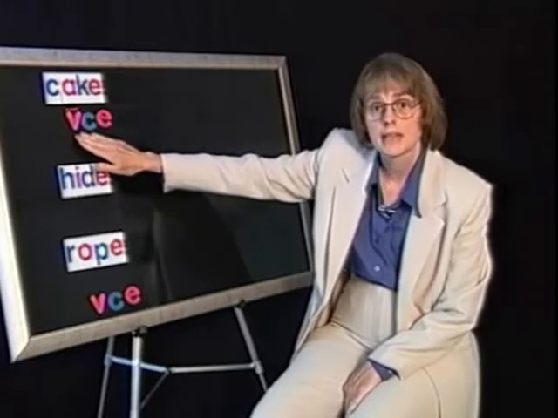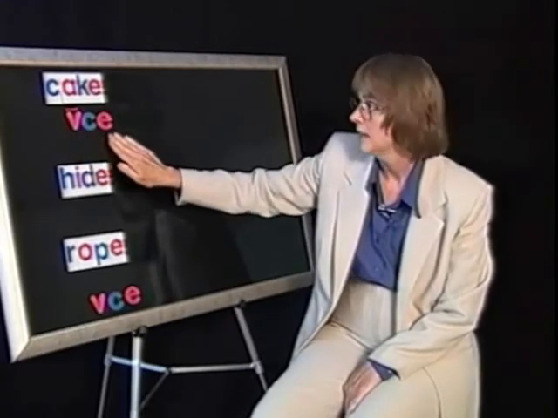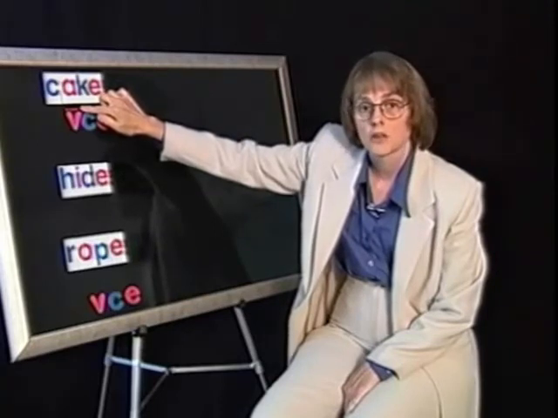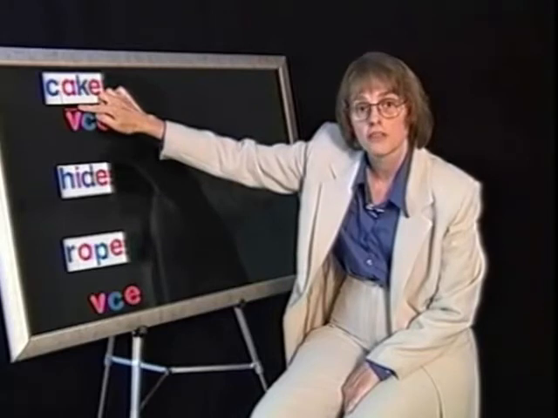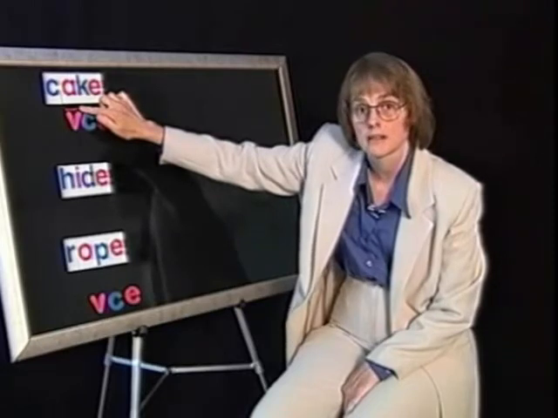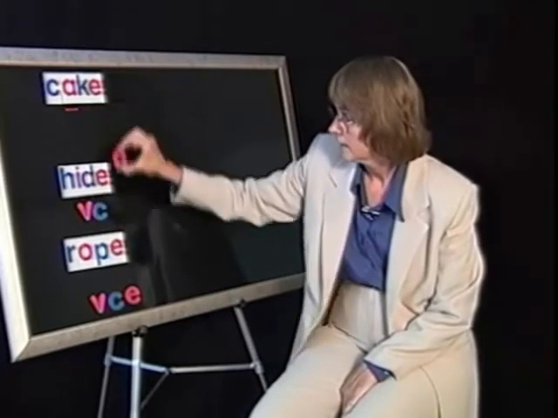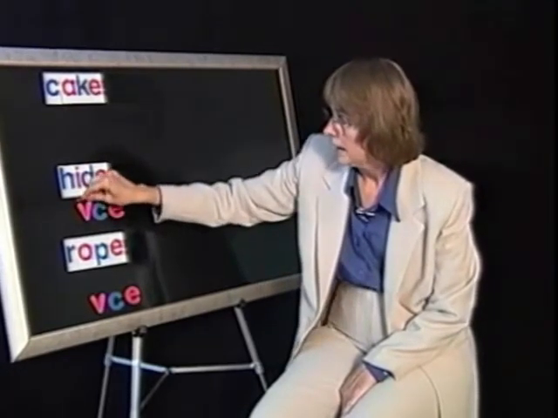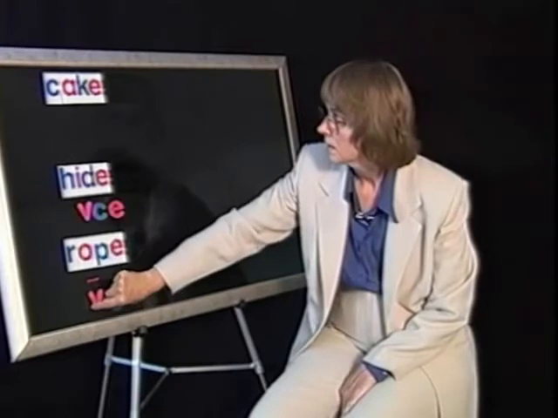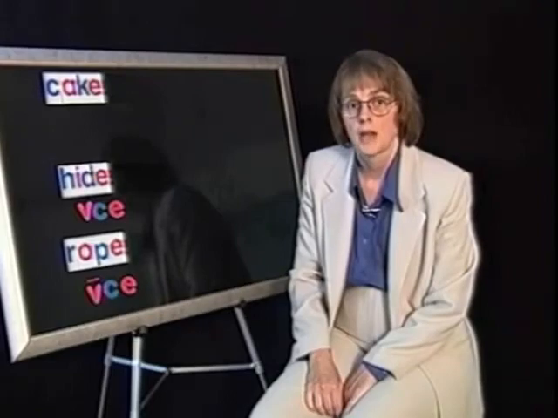We mark or indicate the vowel consonant silent E pattern with the letters V, C, E. To indicate that it's a long A, that the vowel gets to say its name, we have a straight line over the V, and that's actually called a macron. That will be the diacritical marking that is in the dictionary. We have cake, and hide, and rope in the vowel consonant silent E pattern.